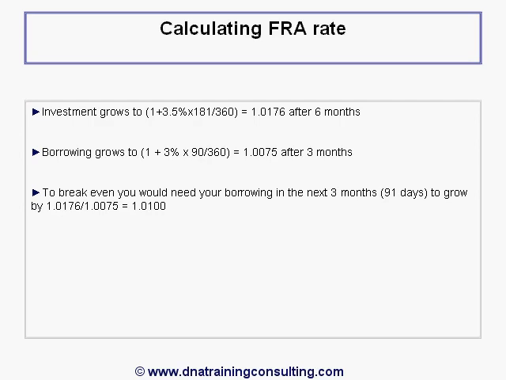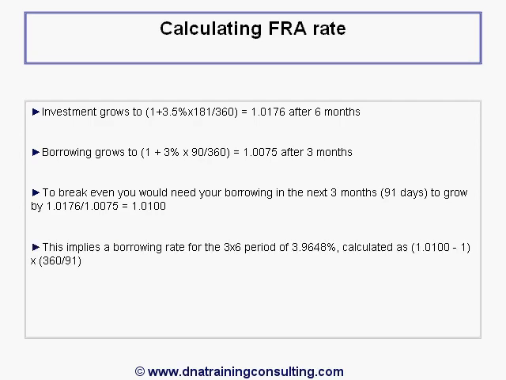Since this second period of 3 months contains 91 days exactly, you can solve for the break-even rate you could pay on this second borrowing by calculating 1.0100 minus 1 times 360 over 91, which leads to the forward rate being 3.9648%.